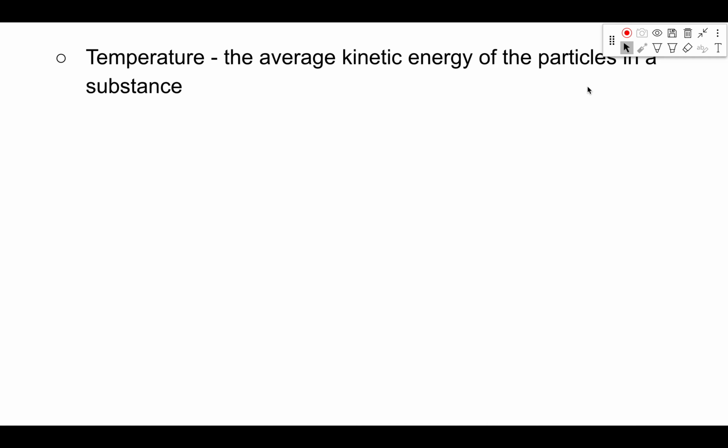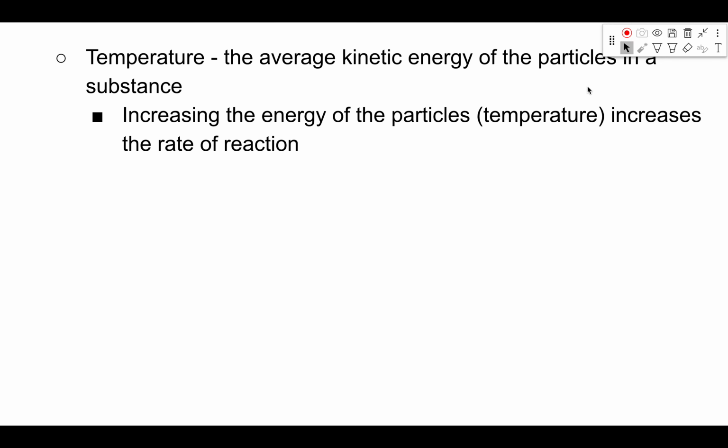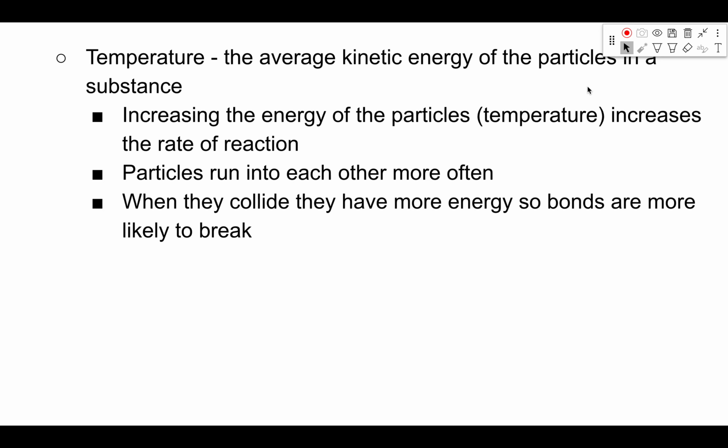Temperature also affects reaction rate. Remember from previous chapters that temperature is just a measure of the average kinetic energy that a particle in a substance has. If you increase the energy of the particle, which is increasing the temperature, you're going to increase the rate of the reaction. This is because particles are going to run into each other more often. Again, more chances for bonds to be broken. And when they do run into each other, they'll also have more energy, which means more likely bonds will break and reactions will start.